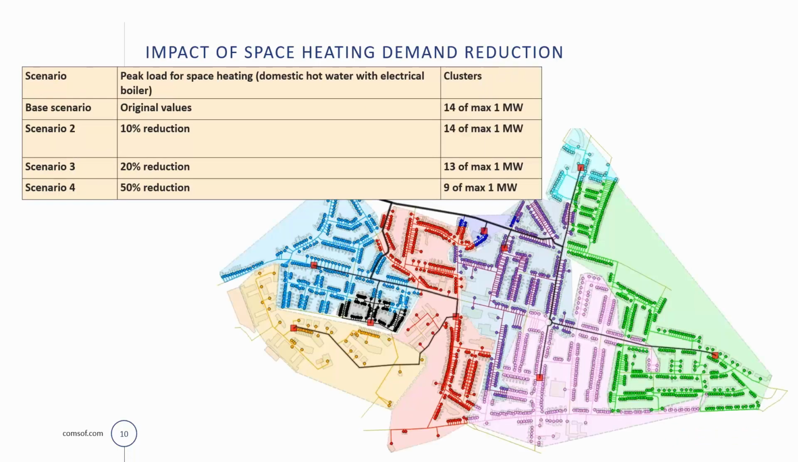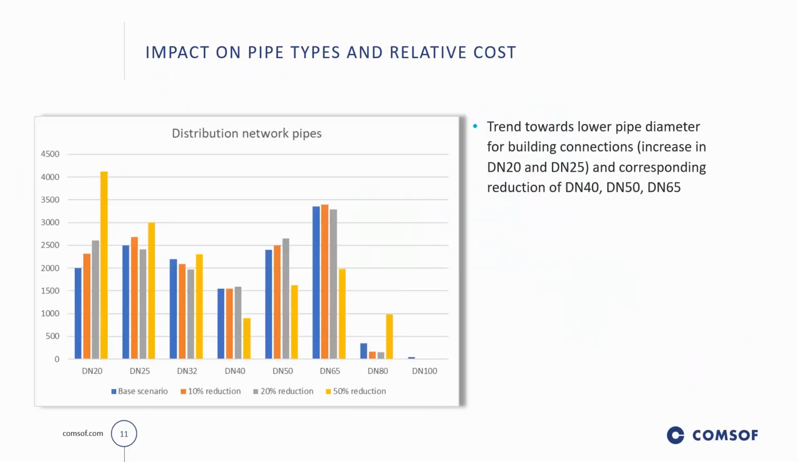What we see here on the picture is a design with 50% heat demand reduction. And here we have 9 clusters of 1 megawatt instead of the 14 clusters for the base scenario. The clusters are also bigger, of course. When we look at the distribution of the pipelines, we see that there is a higher number of smaller diameter pipes and correspondingly fewer pipes of larger diameters.